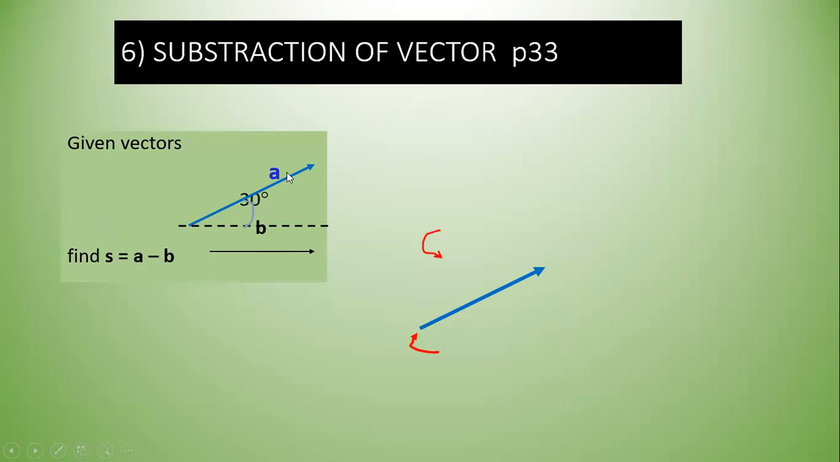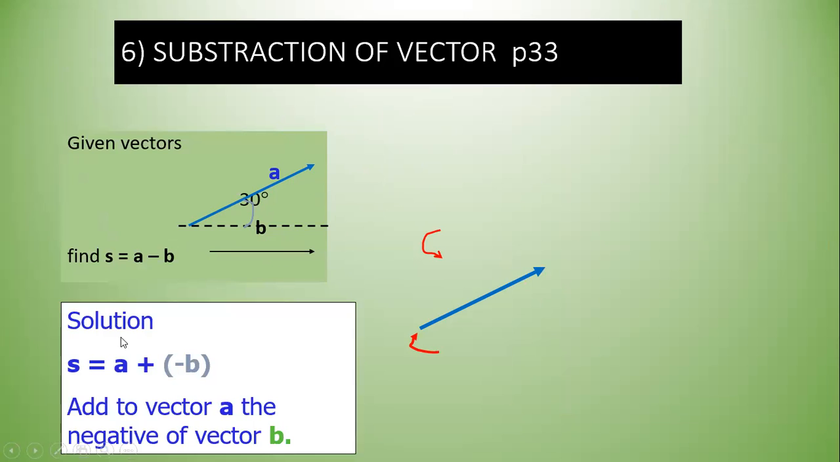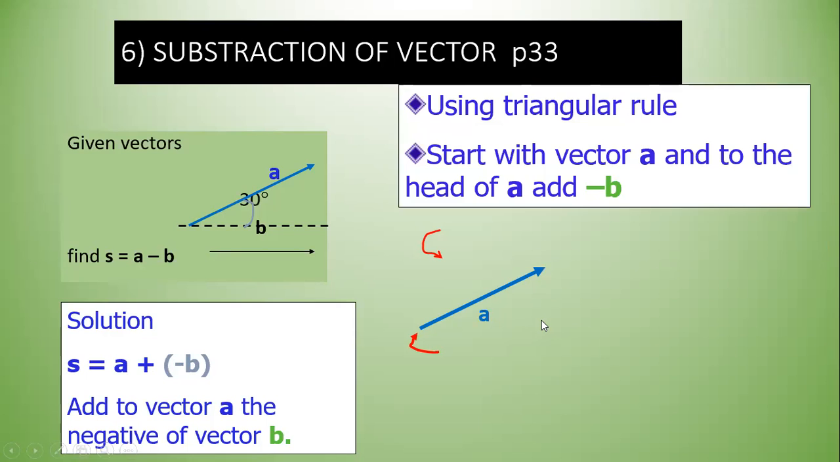Subtraction. Let's say we use the two vectors. This is your B, this is your A, 30 degrees to the horizontal. We can rewrite A minus B as A plus minus B. Add to vector A the negative of vector B. We can use the triangle rule or the parallelogram rule, same thing. Start with vector A, and to the head of vector A, add minus B. This is plus B.